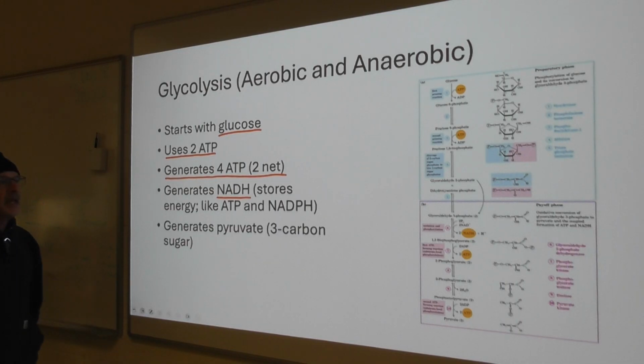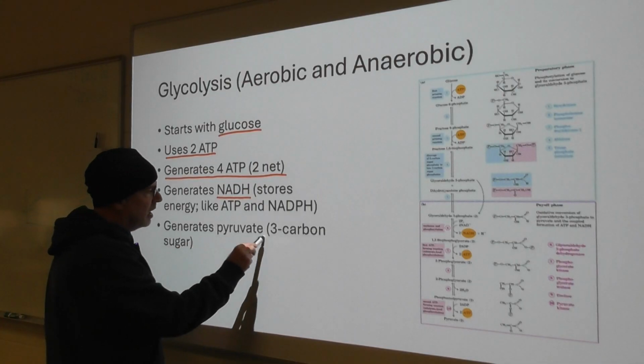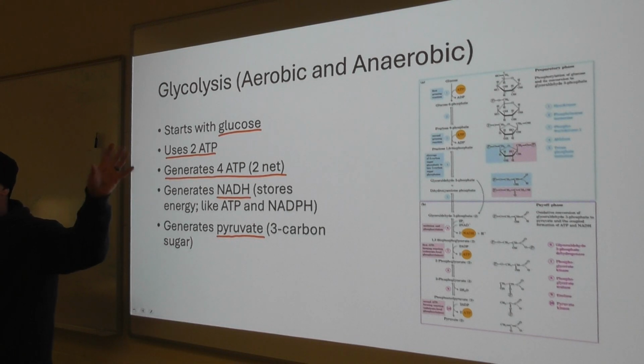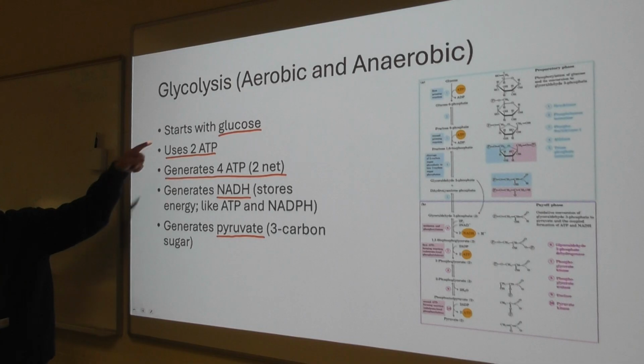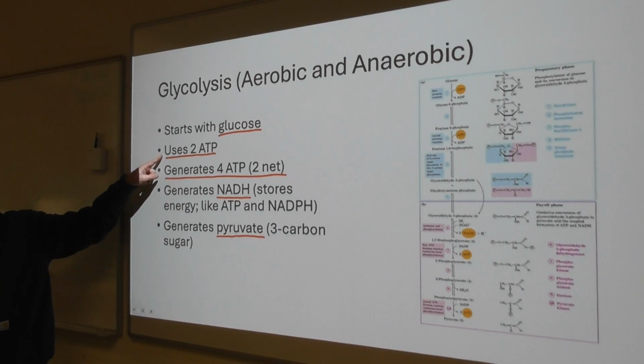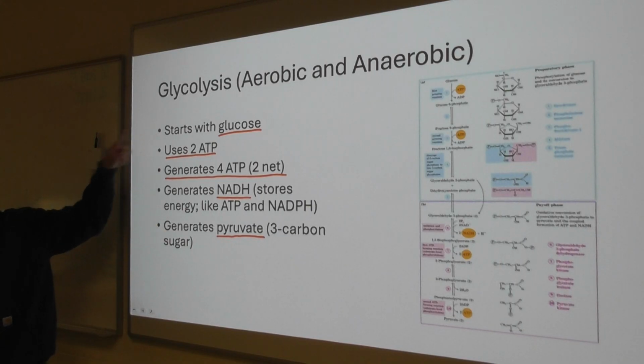All right, and then another output of glycolysis is something called a pyruvate, which is a 3-carbon sugar. So this whole detailed model over here on the right, you're not going to have to be able to recreate that. You're not going to have to know it, except that you should be able to spot these key pieces. You should be able to find places where ATP is used and where ATP is generated, where NADH is generated, where pyruvate is, where glucose is. So let me show you that with these diagrams.